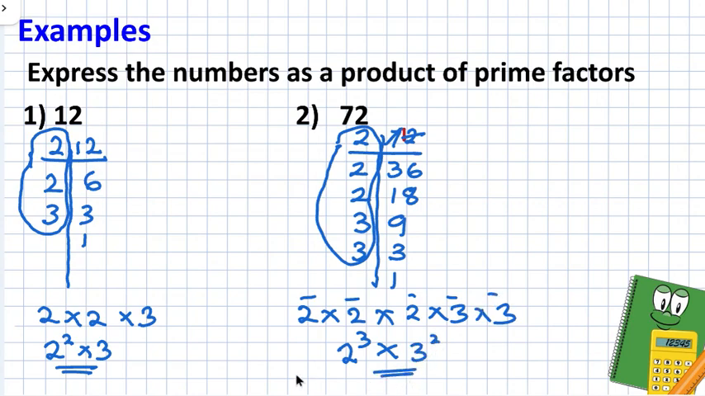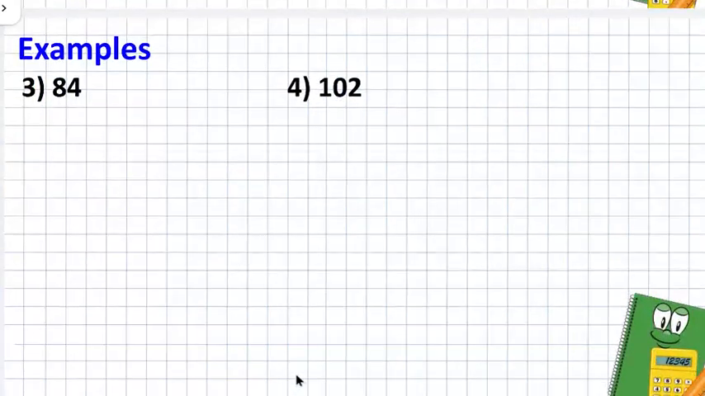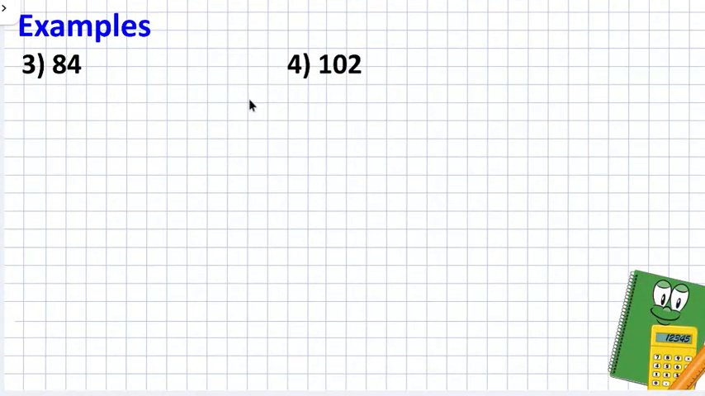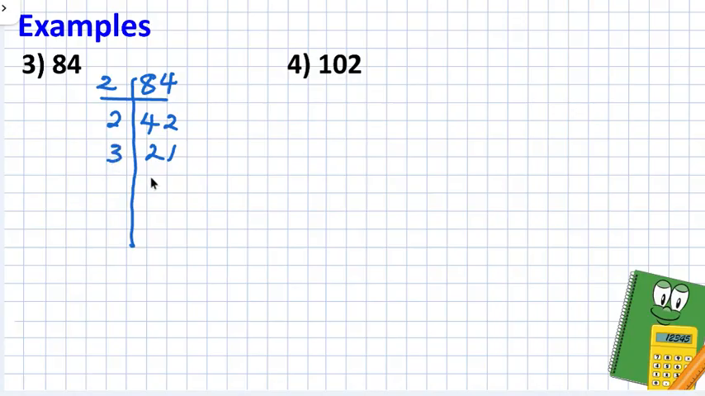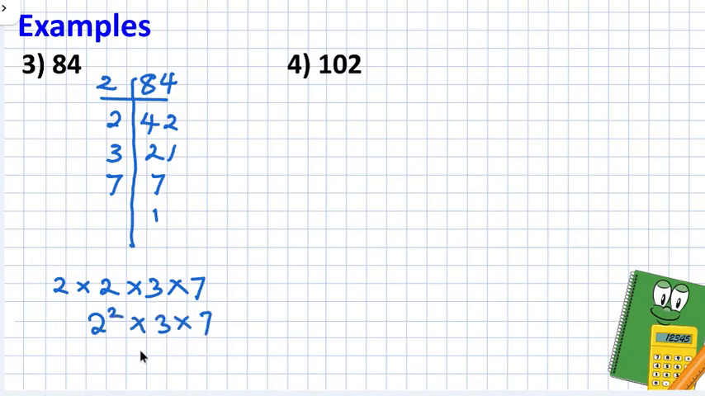So let's take a look at more examples. We're asked to express 84 and 102 as a product of prime factors. So we have 84. Divide by 2, this will give us 42. We can divide again by 2, this will give us 21. 3 can divide 21, which will give us 7. And the only prime number that can divide 7 is 7, which gives 1. So our answer becomes 2 times 2 times 3 times 7. The final form is going to be 2 squared times 3 times 7. This is my final answer.